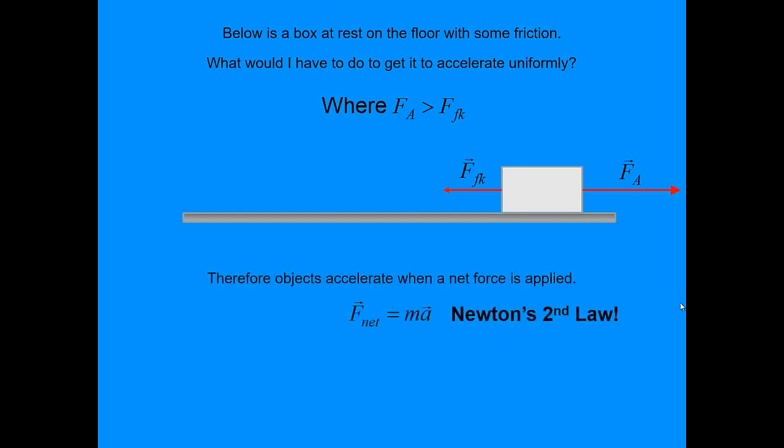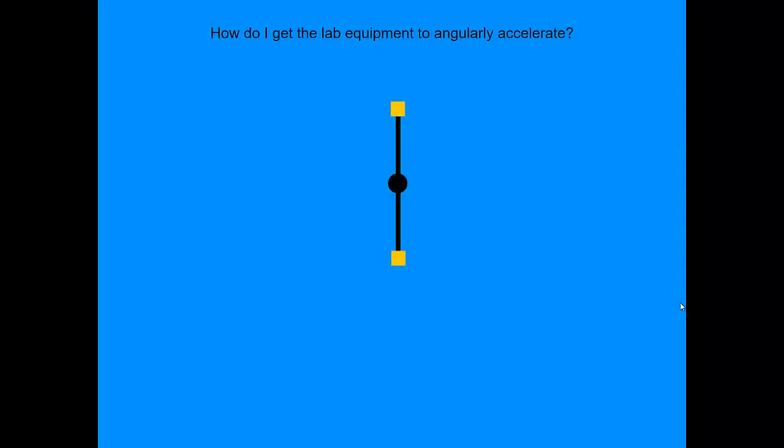And therefore we know Newton's second law, right? Net force is mass times acceleration. But how does this work with rotation? Is there a similar kind of math model that we can use to discuss why things move with a uniform angular acceleration? Well, think about the lab equipment that we've used.